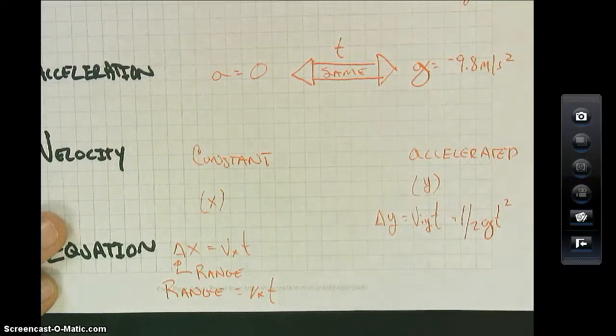Now delta y, on the other hand, is talking about how far it has moved up or down as it's thrown, or as it undergoes projectile motion.